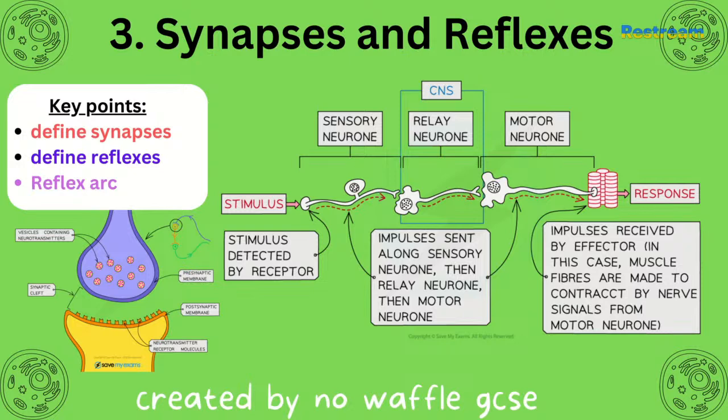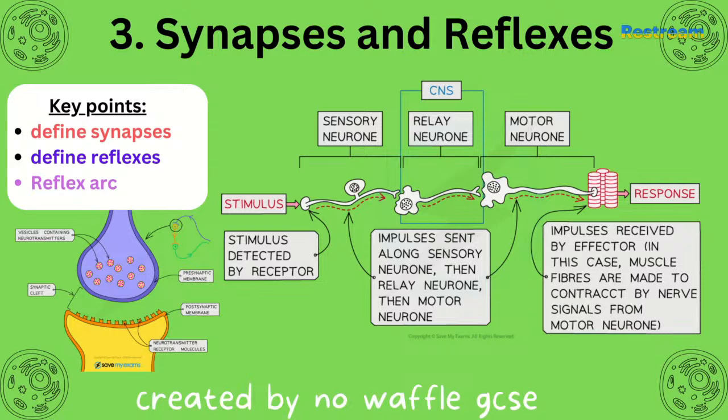Okay, now the second point, define reflexes. So, reflexes are rapid, automatic responses to certain stimuli that do not involve the conscious brain, in order to prevent humans from being injured. Let's go through that again. Reflexes are rapid, automatic responses to certain stimuli that don't go through the conscious brain, in order to get a rapid response and to reduce the chance of being injured.